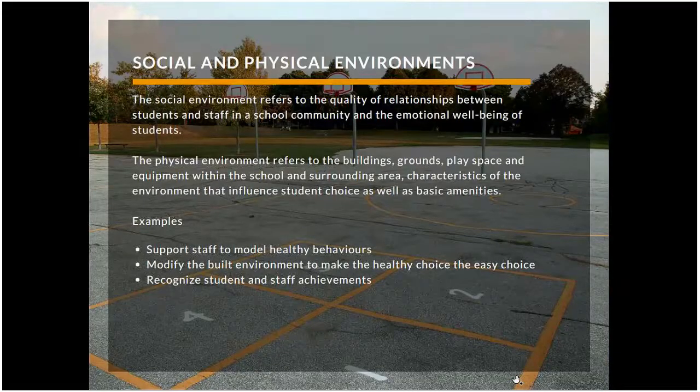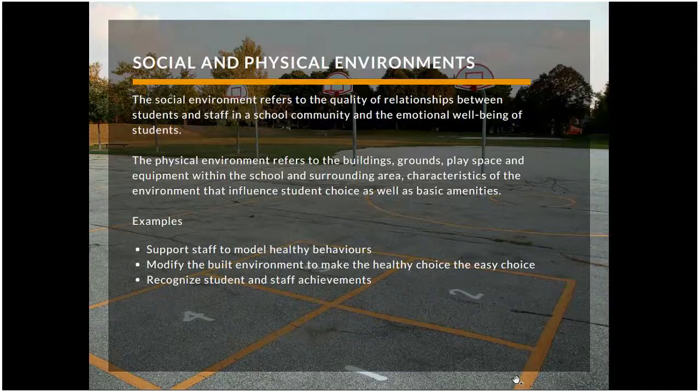The social environment refers to the quality of relationships between students and staff in a school community and the emotional well-being of students. The social environment is also influenced by relationships with families and the community at large. The physical environment refers to the buildings, grounds, play space, and equipment within the school and surrounding area, characteristics of the environment that influence student choice, for example the foods that are available, as well as basic amenities such as sanitation and air cleanliness.